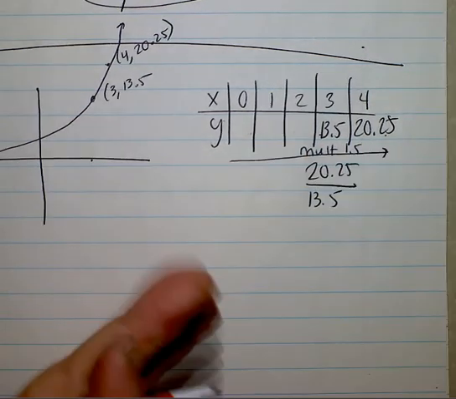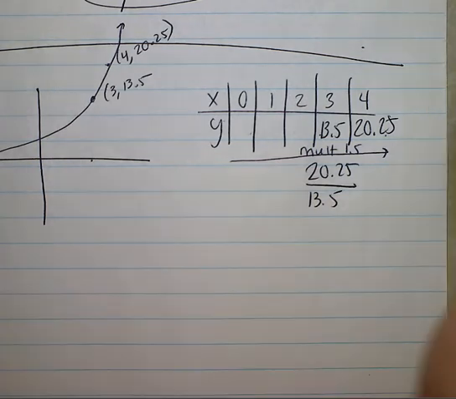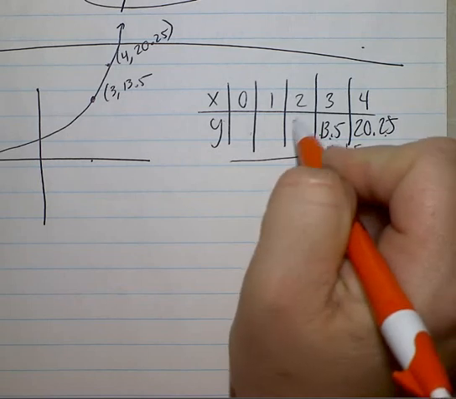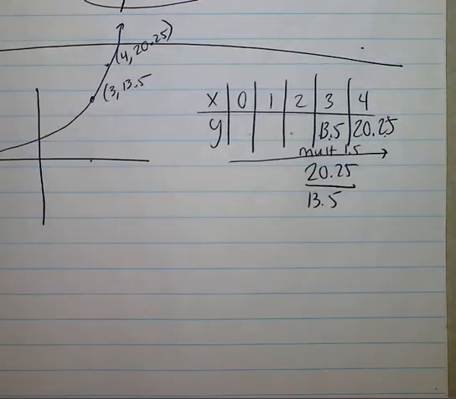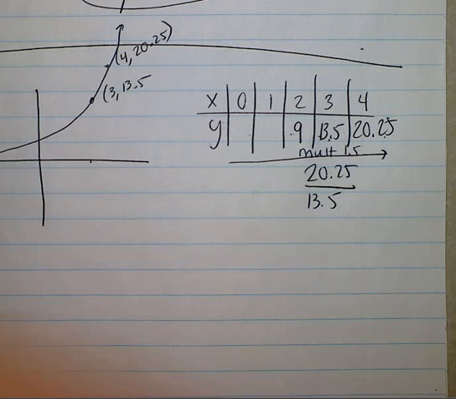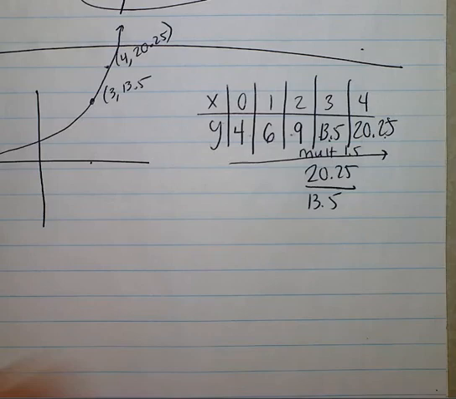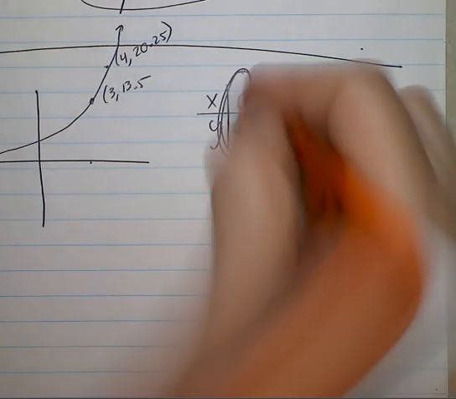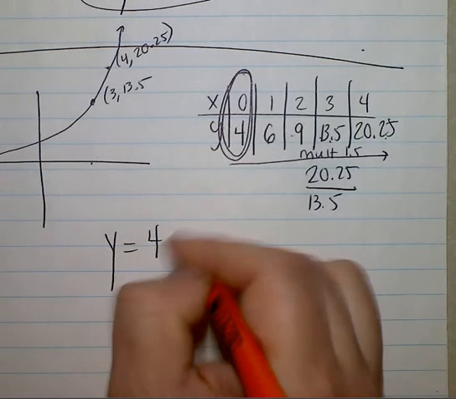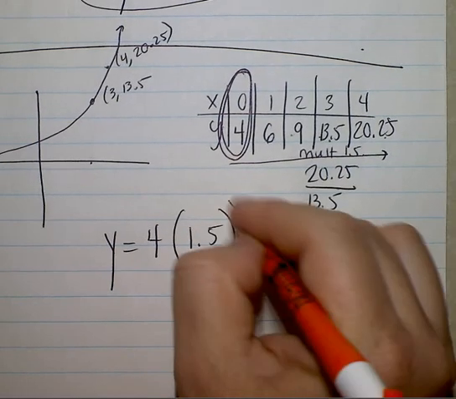So if you multiply going to the right, to go to the left, you have to do the opposite operation, which is divide. So please take 13.5 divided by 1.5, and you end up with an answer of 4, correct? Okay, there's your answer. Y equals 4, and 1.5 is our rate raised to the x.